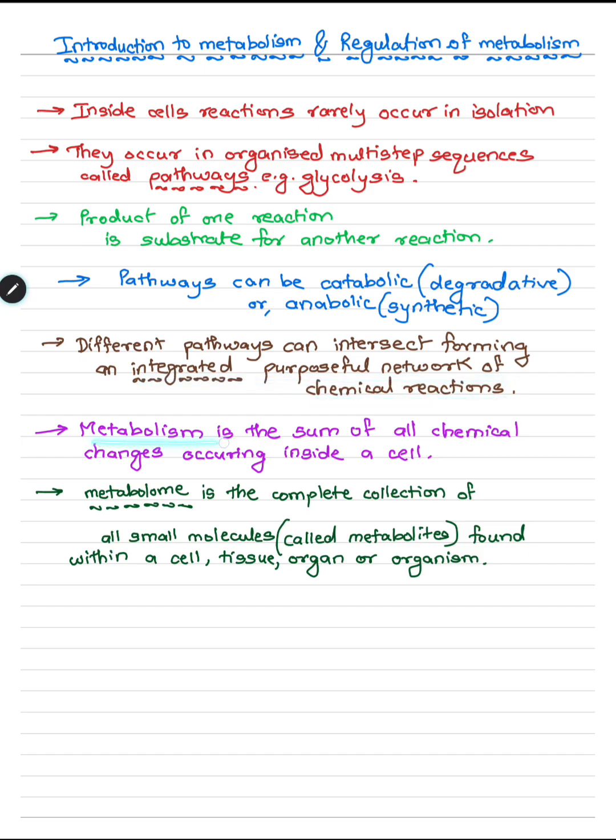Metabolism is the sum of all chemical changes occurring inside a cell. Metabolome is the complete collection of all small molecules, called metabolites, found within a cell, tissue, organ, or organism.